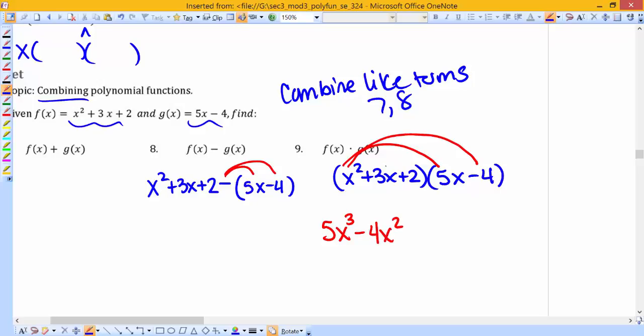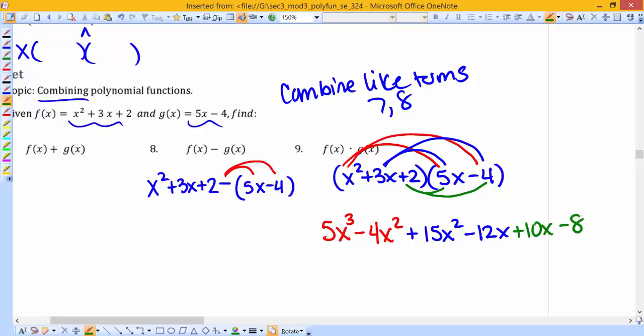Then I'm going to distribute the 3x. So 3x times 5x is 15x squared. 3x times negative 4 is negative 12x. And then I'm going to distribute the 2. And that would give me 10x minus 8. And then once you're done here, you're going to combine like terms.